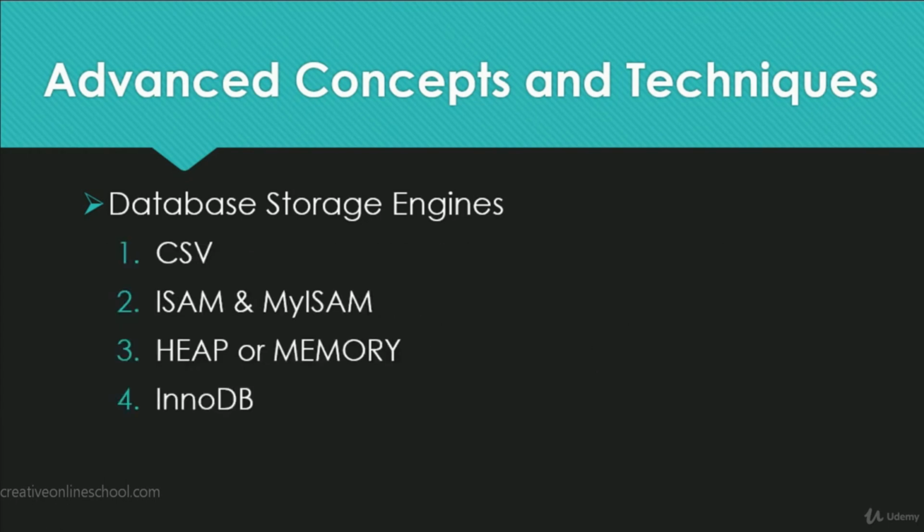In short, database storage engines are the things that power the queries that we run. Just like you have different engines in a sedan or a race car or a diesel because of the different purposes of those vehicles, databases can have different storage engines depending on their best use case. There are four primary database storage engines: CSV, ISAM and MyISAM, heap or memory, and InnoDB.